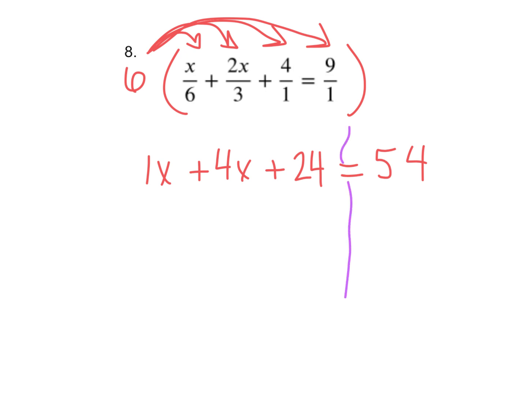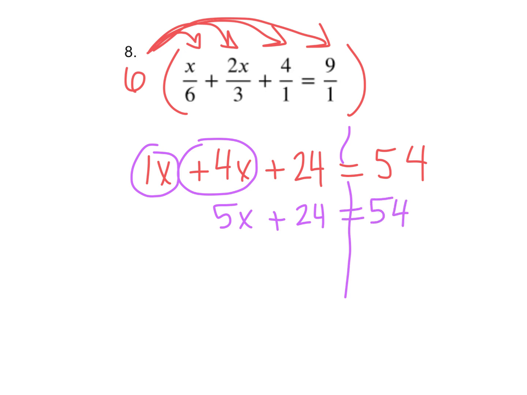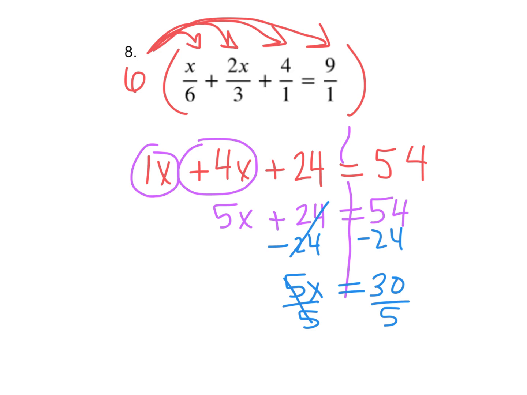So next, I'm going to simplify. I see here 1x and 4x. That's going to simplify to 5x. And then once I get it to here, you guys are really good at following these two-step equations. I'm going to subtract 24 on both sides. 5x equals 30, divide by 5, divide by 5, so x equals 6.